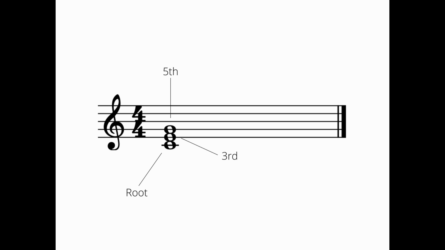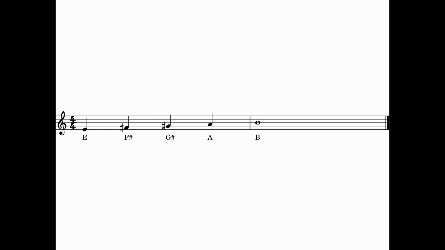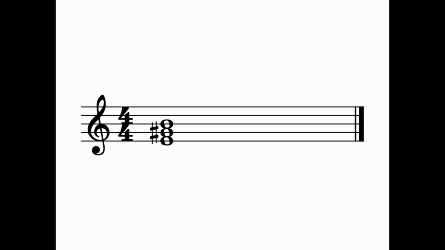Let's take a look at creating major and minor chords. To create a major chord, we begin by choosing the 1st note. We'll be creating an E major chord. To create an E major chord, we would begin by writing out the first 5 notes of the E major scale. These are E, F sharp, G sharp, A, and B. From here we would pick the 1st, 3rd, and 5th notes to form an E major chord. This would be E, G sharp, and B. The major chord sounds like this.